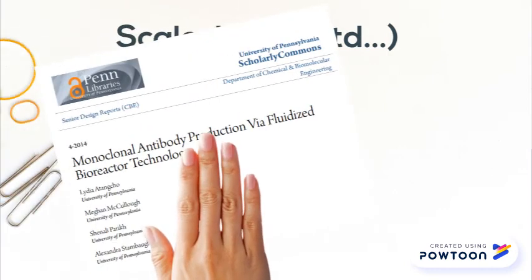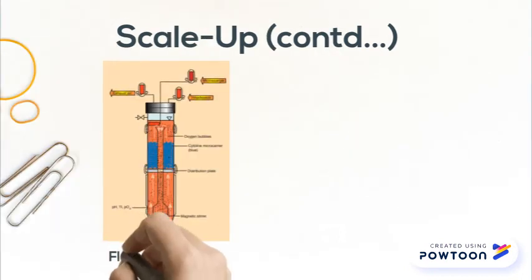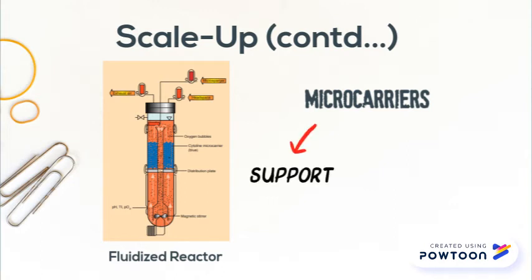A recent study found that the application of a fluidized bioreactor containing microcarriers increased the overall yield by 7-fold of Rituxan, a monoclonal antibody drug, compared to conventional stirred tank bioreactors without microcarriers. The porous microcarriers acted as a support system and protection to the cells.